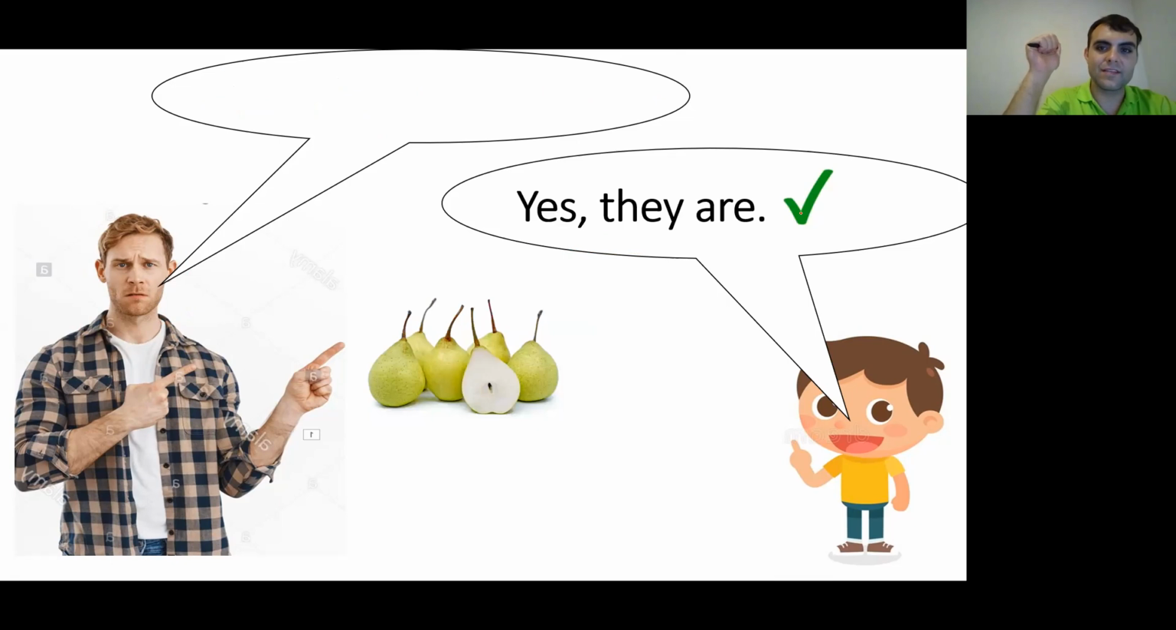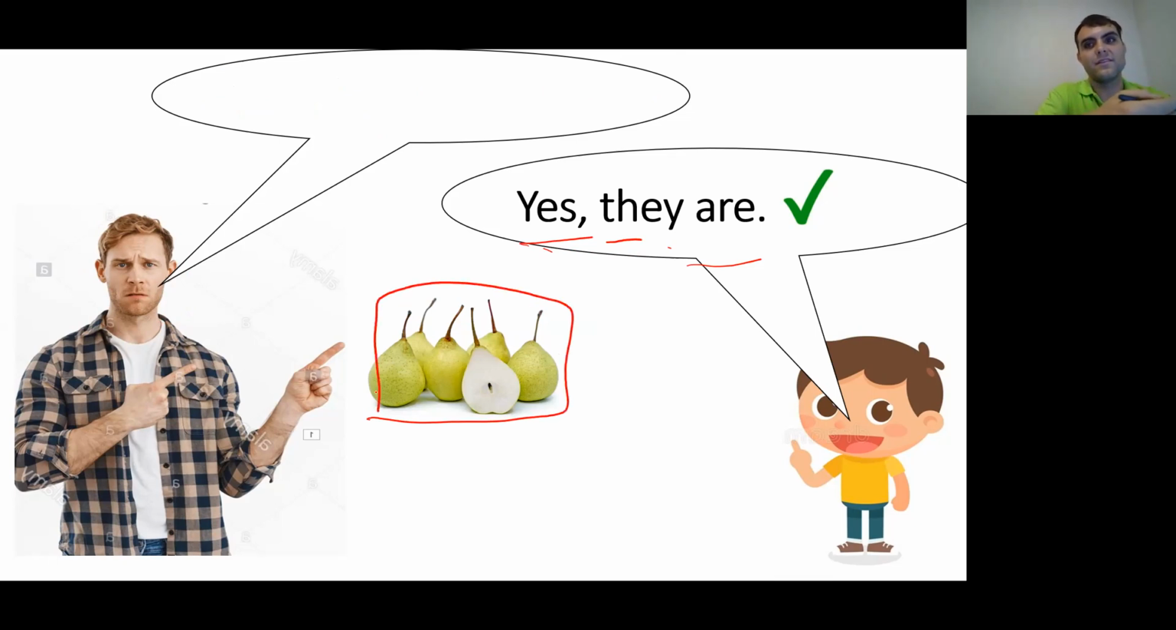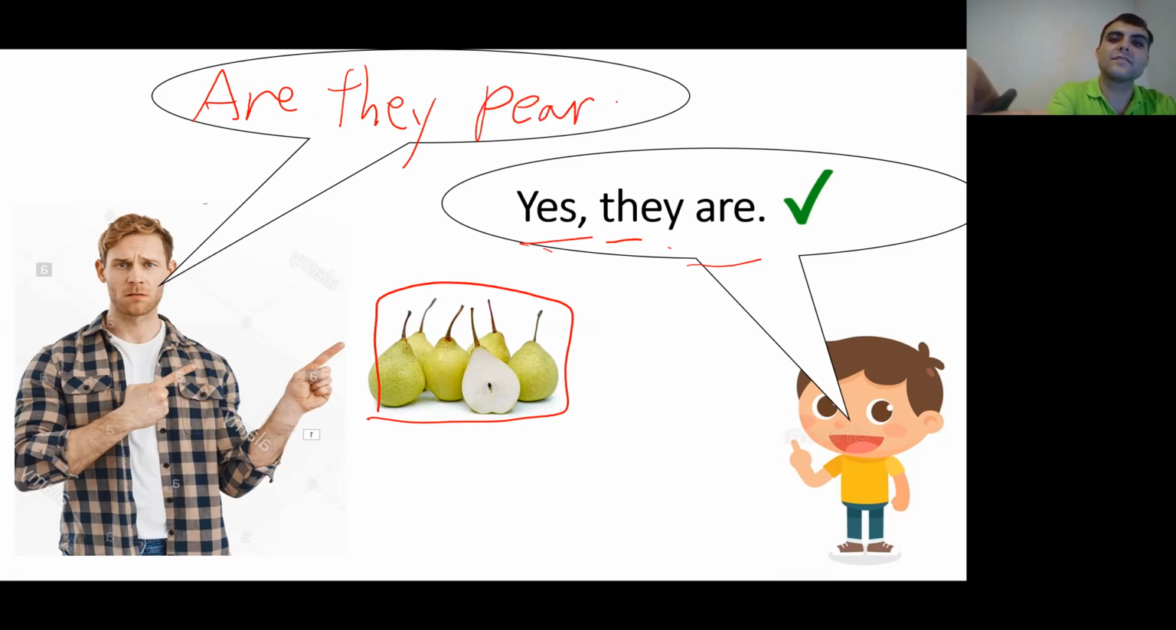How about here? What's he going to ask? Who knows? So what's the answer? Is yes, they are. So that means he has to be asking about what these are, which is what? Right, pears. So he's going to be asking, are they pears? And then the answer is yes, they are.